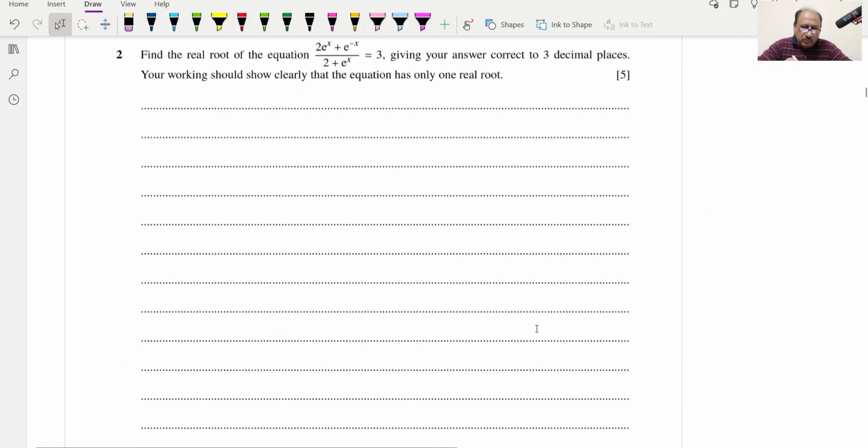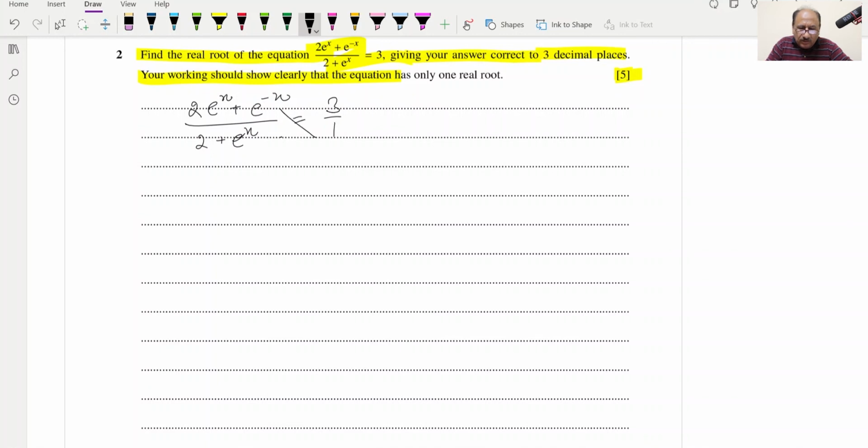Question number 2 is easier, straightforward. Find the real roots of this given equation, giving your answer correct to 3 decimal places. Your working should show clearly that the equation has only one real root. This is a 5-mark question. So we'll take the equation given, 2e raised to the power x plus e raised to the power minus x over 2 plus e raised to the power x is equal to 3. We can write 3 over 1 and then cross multiply.